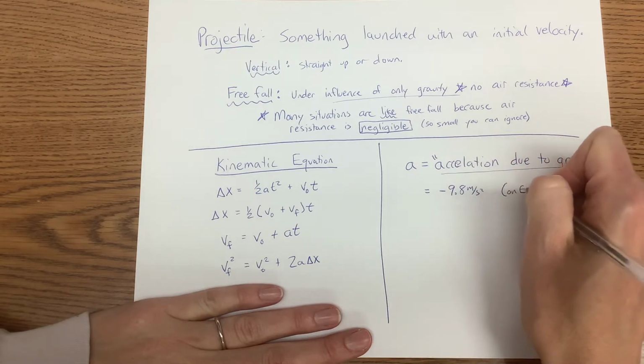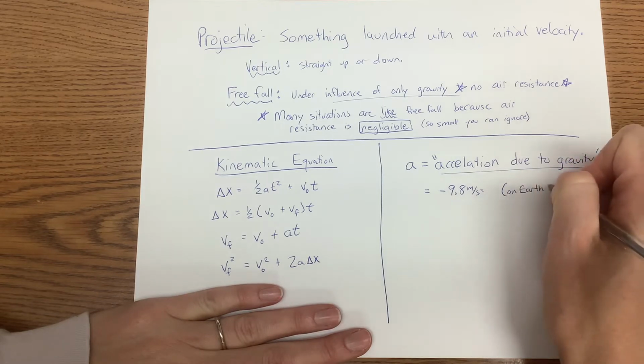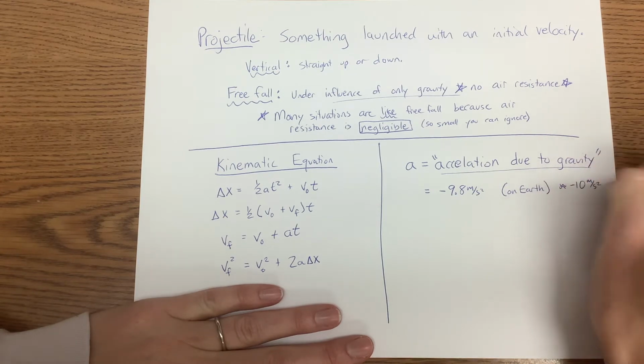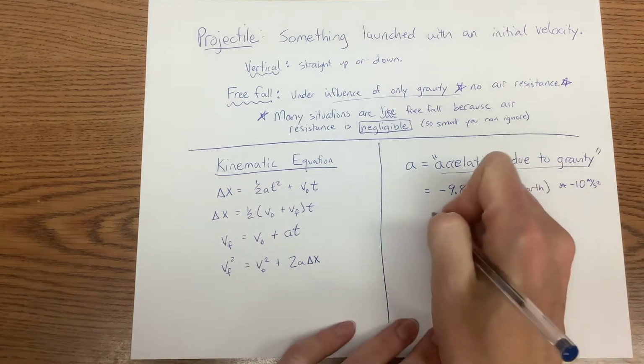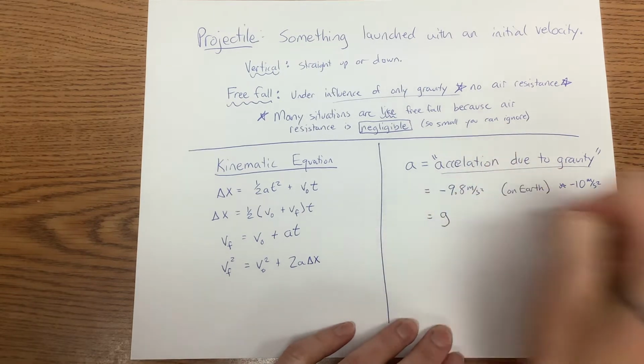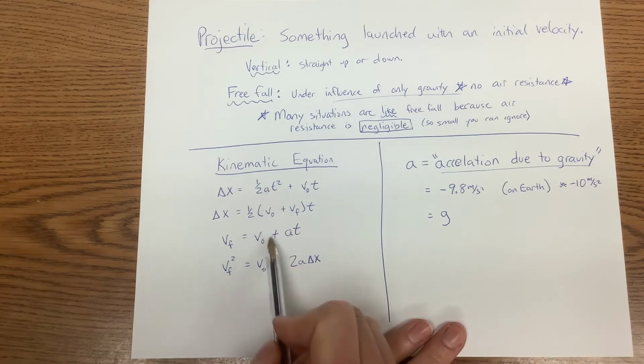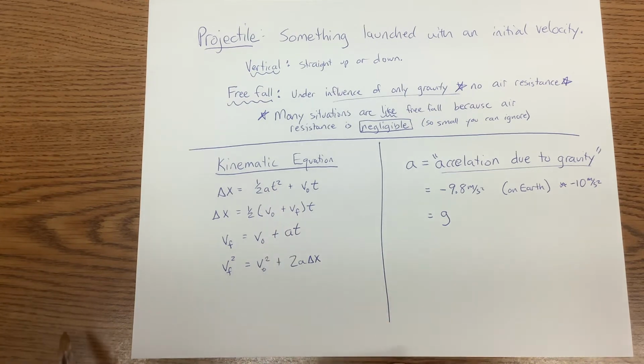And this is only on Earth. So if it says you're on Pluto or some unknown planet, then it's going to be another value. And it is totally okay to use -10 meters per second squared. It's up to you which one you choose. And we use the letter G instead of A. And so you could replace every single one of these A's with G.